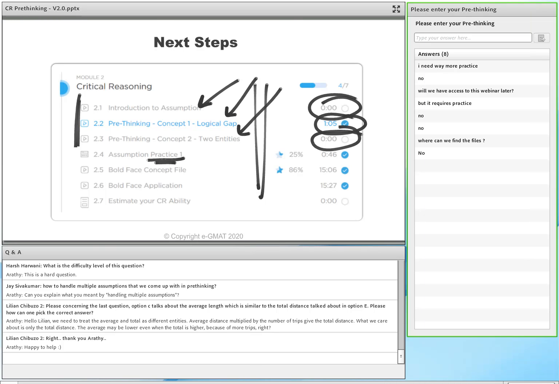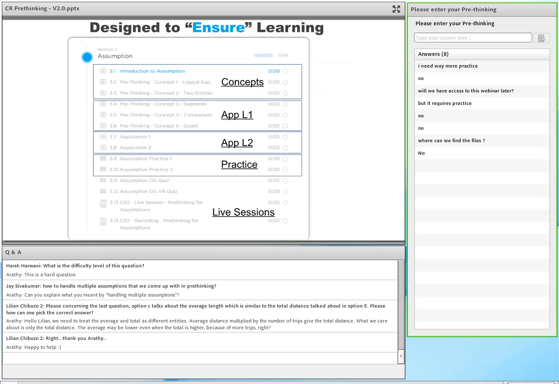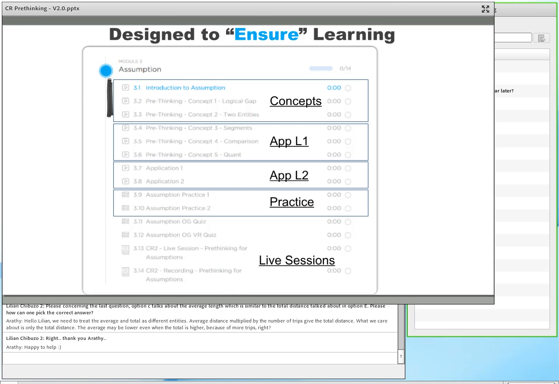Then apply this to these practice questions. If you need help with boldface, that's something that you have over here as well. If you are a paid student, this is your assumption module. Go through it if you've not gone through it. Again, this is part of the free trial. You have 3 more argument types in assumption, 2 more application files, and 2 more practice files.